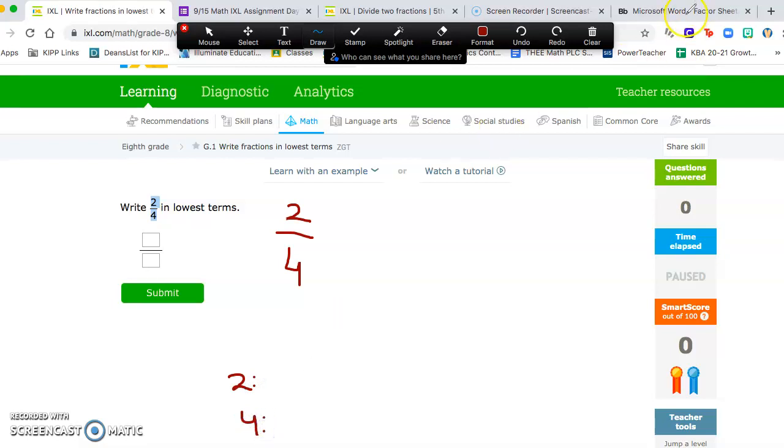And you could look at your sheet if you want. The factors of 2 are 1 and 2. Factors of 4 are 1, 2, and 4. And so the greatest common factor is 2, which means you divide by 2.